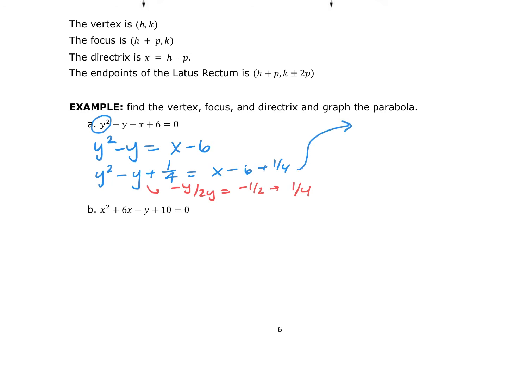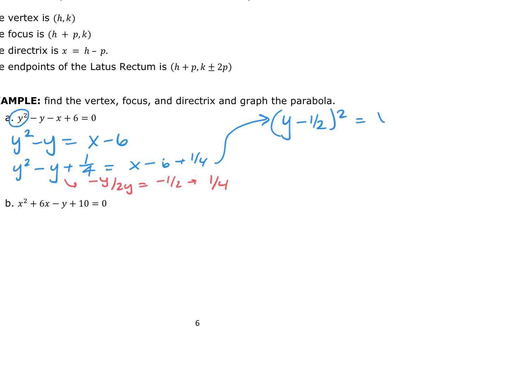Now this shouldn't be anything new, except for now we only have to complete the square on one of the variables. And so the left-hand side is going to be y minus 1/2, the quantity squared. And on the right-hand side, I'm going to get x, and this is going to be negative 5 3/4, so negative 5.75. And now this doesn't quite match my formula. It should be y minus k, the quantity squared, is equal to 4p times x minus 5.75.